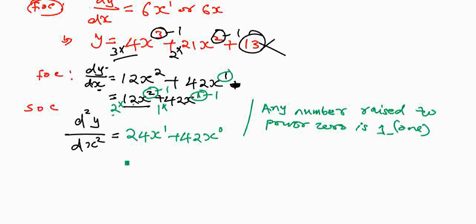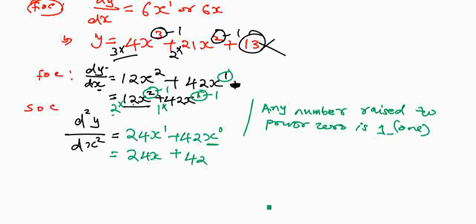So in short, let's summarize this. Of course the answer will be 24x power 1, which is 2x plus, any number raised to power 0 is 1. So x power 0, the answer is 1. So 42 times 1 will give you 42. So our answer for the second order condition, or rather d squared y over dx squared, will be 24x plus 42. Yes, as simple as that.